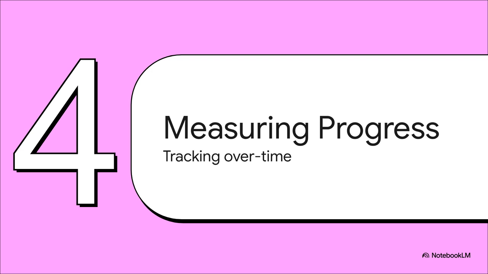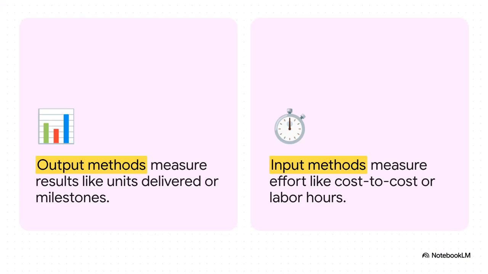We need a way to track that overtime journey by measuring our progress. You have to pick a measurement method and apply it consistently. We essentially have 2 categories here. On one side, output methods. These look at actual, tangible results, like units delivered or milestones reached. These are fantastic when the value transferred is directly measurable. On the flip side, we have input methods. These focus on the effort it took, things like labor hours or cost to cost. You'll use this a lot in complex construction or service contracts where it's really tough to measure the output as you go.